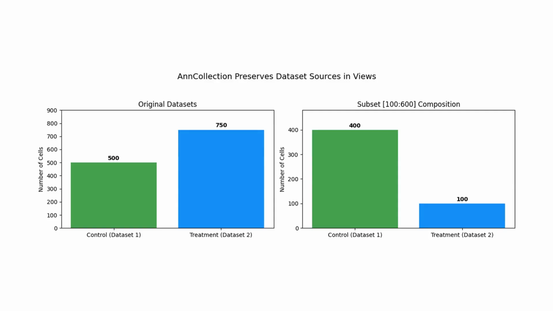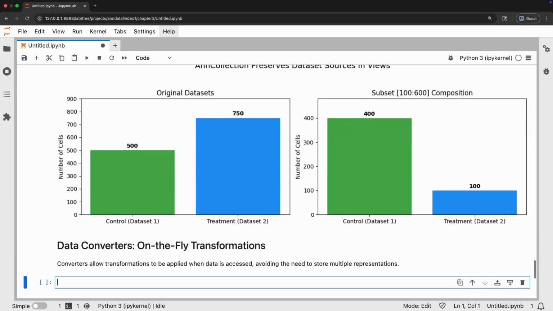The right chart shows that our subset contains 400 cells from the control dataset and 100 cells from the treatment dataset, demonstrating how AnnCollection preserves dataset sources in views. Converters allow transformations to be applied when data is accessed, avoiding the need to store multiple representations. This is particularly useful when you need data in different formats.